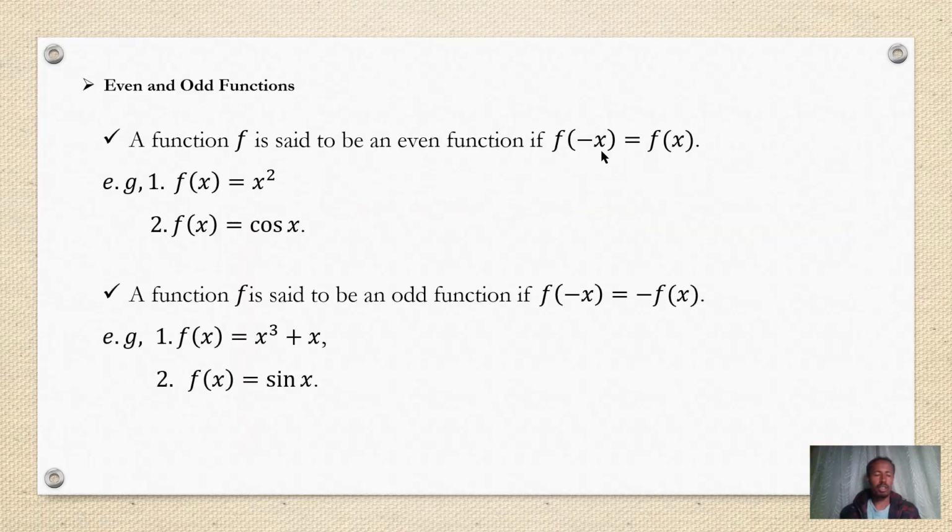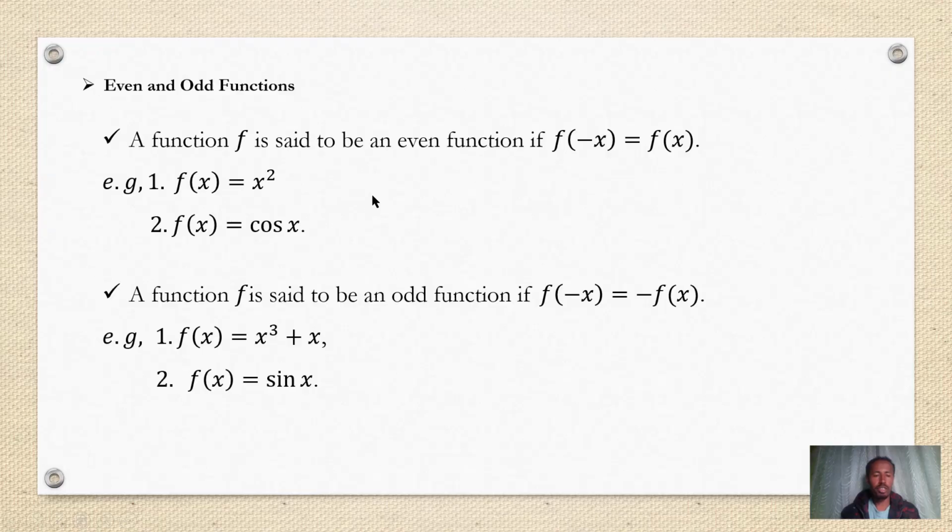And the other type of function that we're going to see is even and odd functions. As you probably remember from lower classes, an even number is a number that can be divided by 2 without any remainder. Remember? Yeah, good. And an odd number is a number that can't be divided by 2 without a remainder. So there will be a fraction if we divide an odd number by 2.